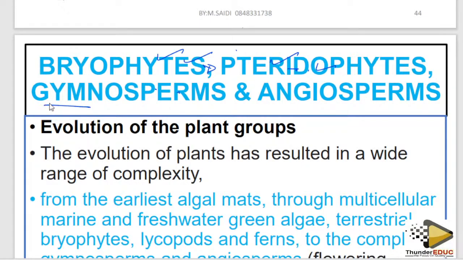We call them gymnosperms. Gymno comes from one, gyne. Gyne means what? If you want to be a gynecologist, what do you want to deal with? Yes. So these ones, we say gymnosperms, they have what is called naked seeds.